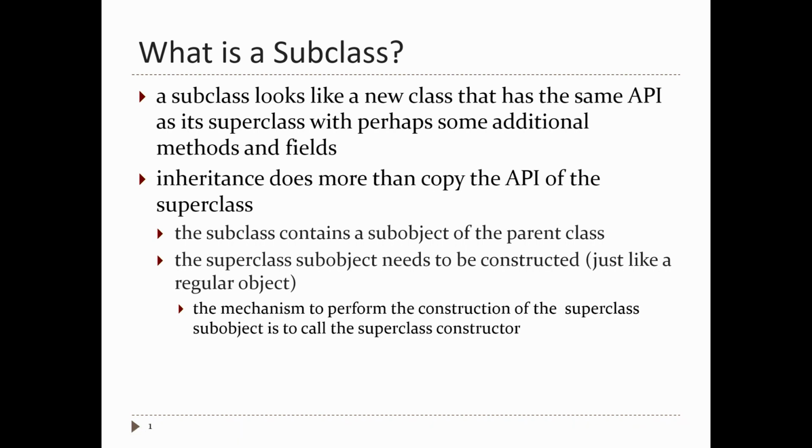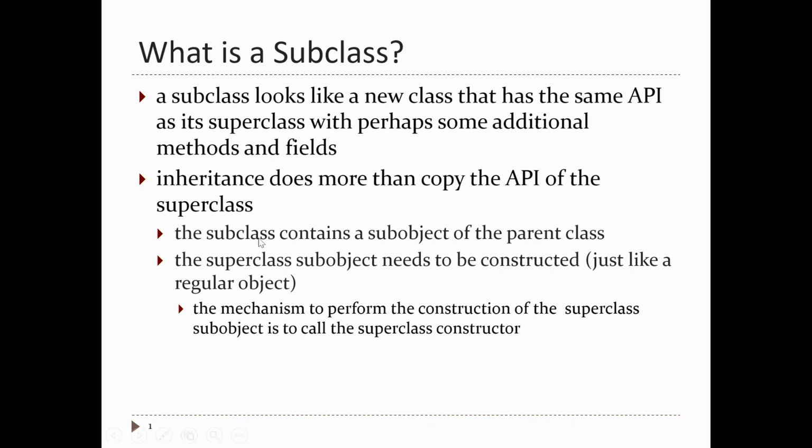A subclass looks like a new class. It's just that it has the same contract. It has the same methods, same contracts for those methods as its superclass. Furthermore, the subclass can add its own additional methods and fields if it wants to. But inheritance actually does more than just copy the API of the superclass. It does more than just copy the methods and fields of the superclass. A subclass object actually contains a sub-object of the type of the parent class. So in other words, every StoppingCounter has a Counter inside of it.